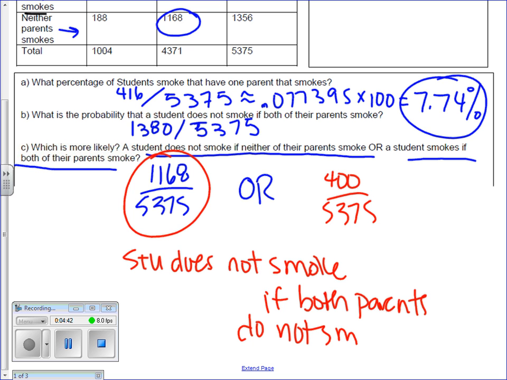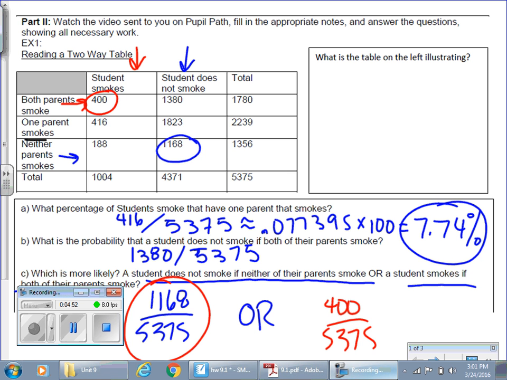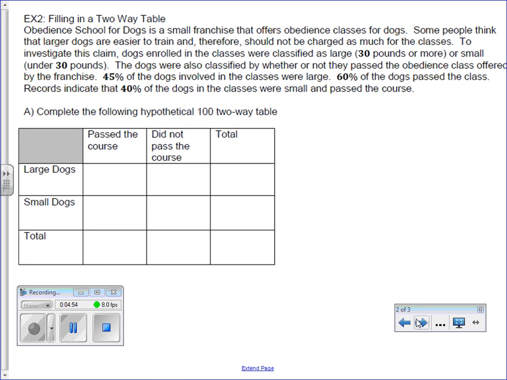Okay, now we're going to turn the paper over, and we're going to look at the second example. This is on how to fill in our own two-way table. We're going to fill in our own two-way table, and then we're going to answer some questions about it. The first thing we need to do is read the question. So I want you to pause the video, read the question for yourself, and underline anything that you think is important.